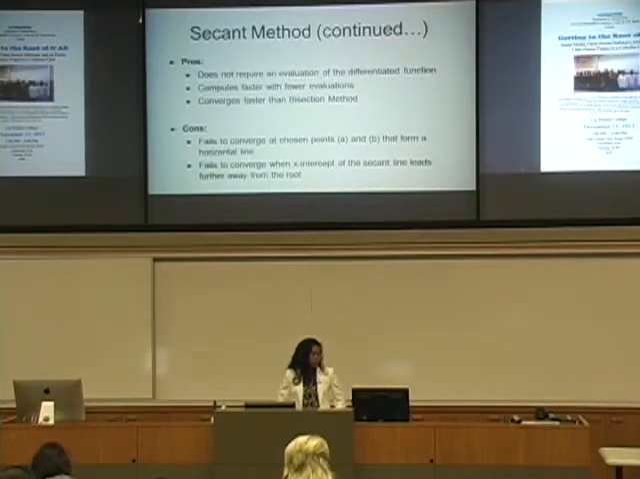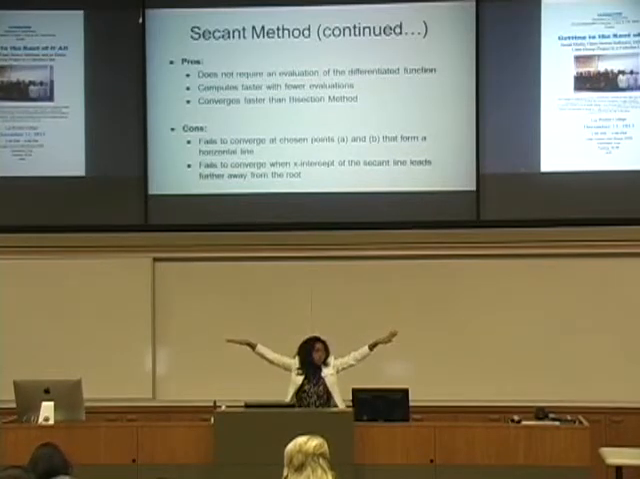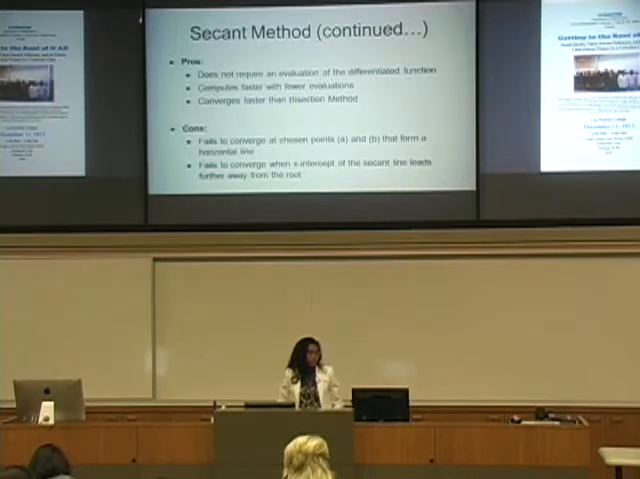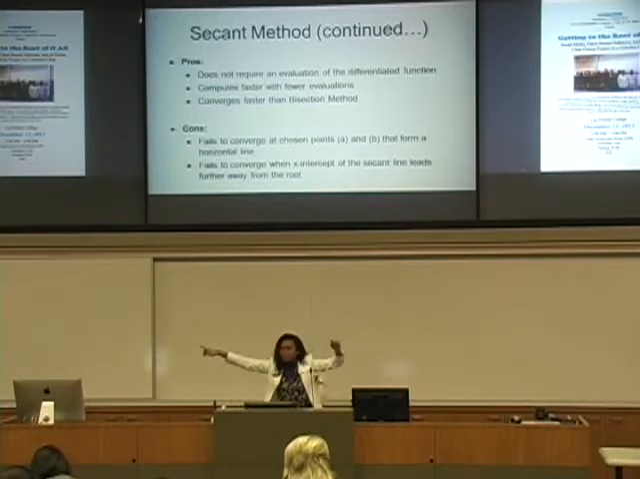And it fails to converge when the 2 points form a horizontal line, because it will never cross the x-axis. It just keeps going across. And it fails to converge when the x-intercept of the secant line leads further away from the root, so it just keeps going and going further out there.